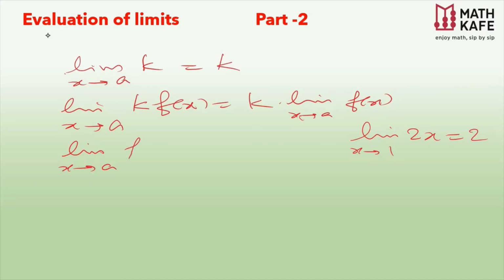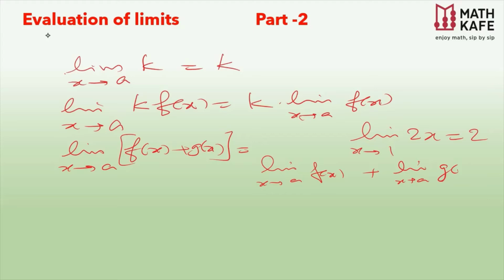If you have limit x tends to a, f of x plus g of x, limit of sum of two terms, this could be written as limit x tends to a f of x plus limit x tends to a g of x. You could evaluate them separately. Same way, if you have limit x tends to a f of x minus g of x, you can apply this limit separately and evaluate them.